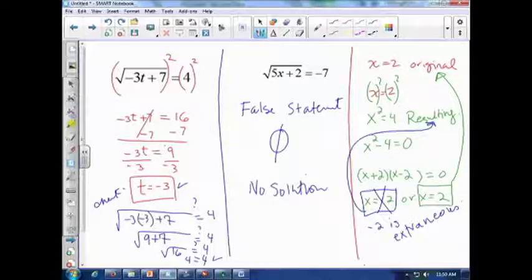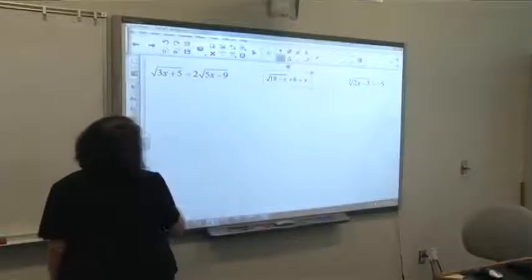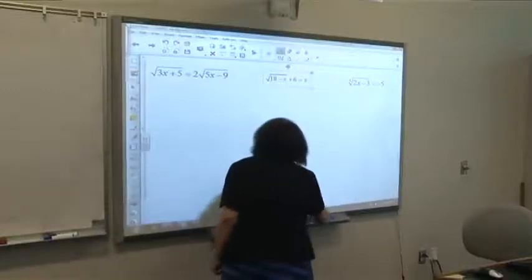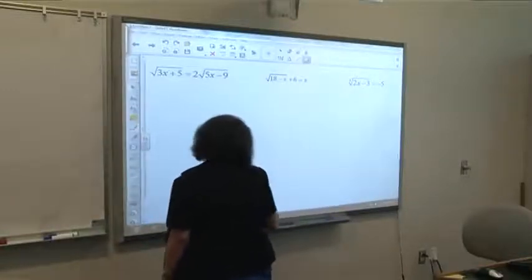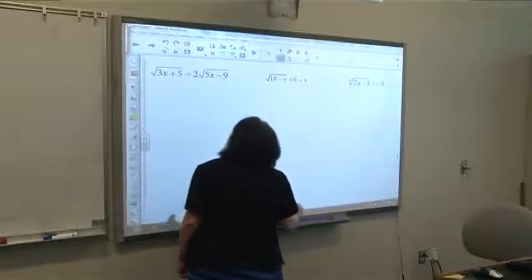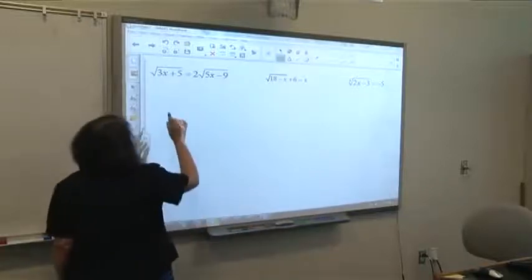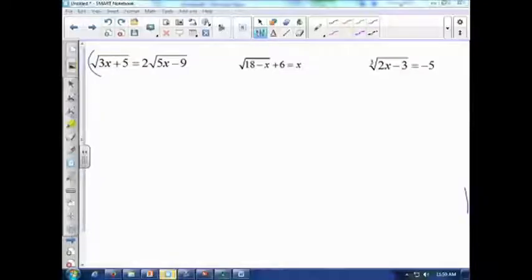Let's do more examples. Here I have 2 square roots, and those square roots could have been on one side of the equation. If they were on one side of the equation, you must put them on 2 sides, like here. I already put them on two sides of the equation. Now I'm going to square both sides.